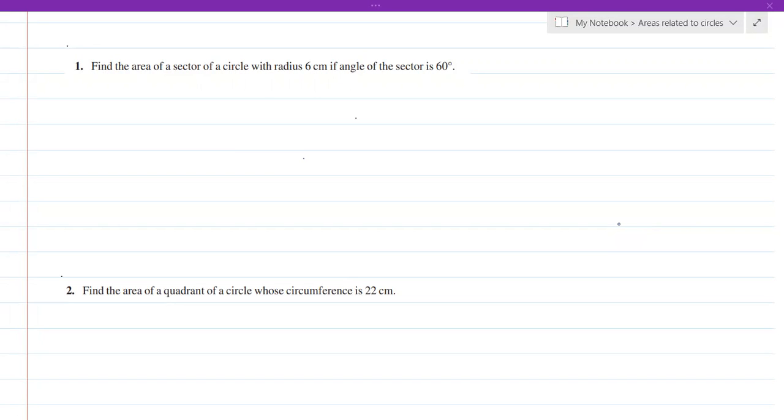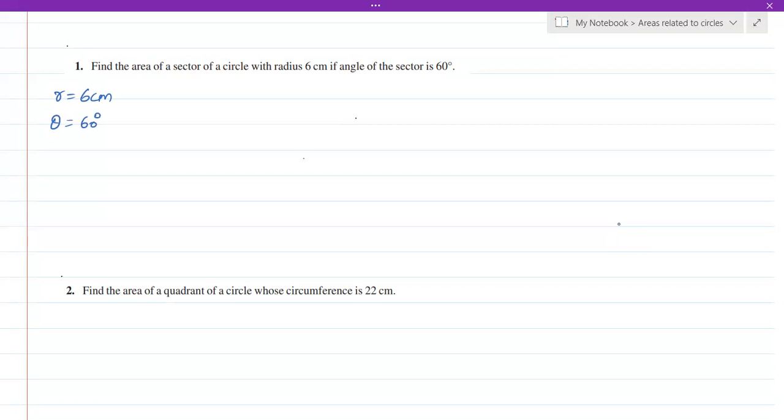Now remember, whenever the angle is less than 180 degrees, the sector is a minor sector. If the angle is greater than 180, then it becomes a major sector. So here the radius is 6 centimeters, and the angle theta is given as 60 degrees.